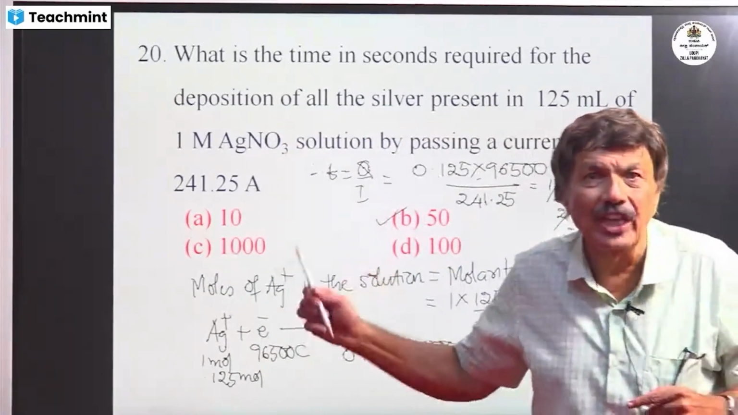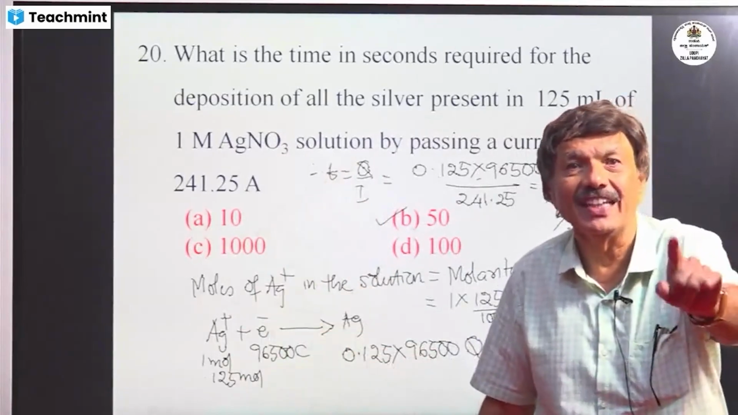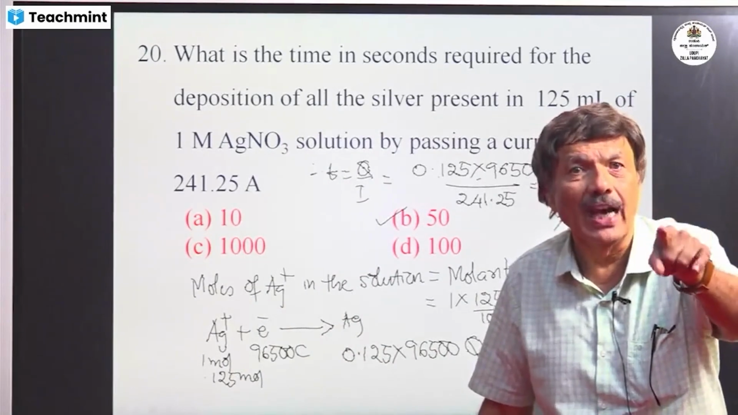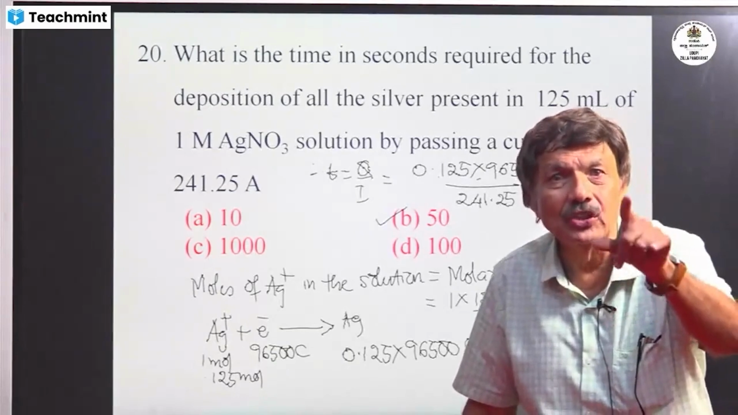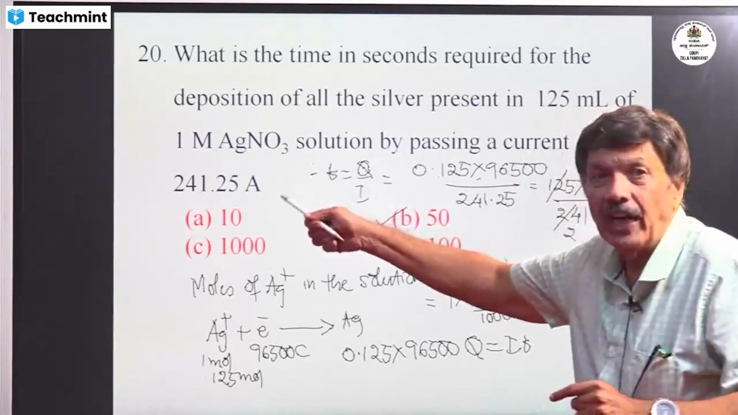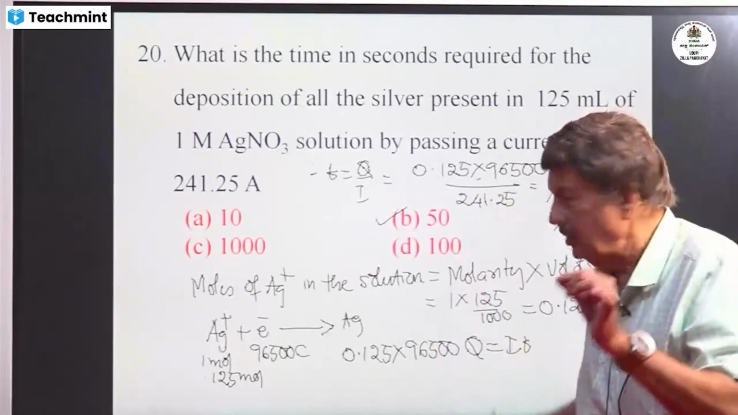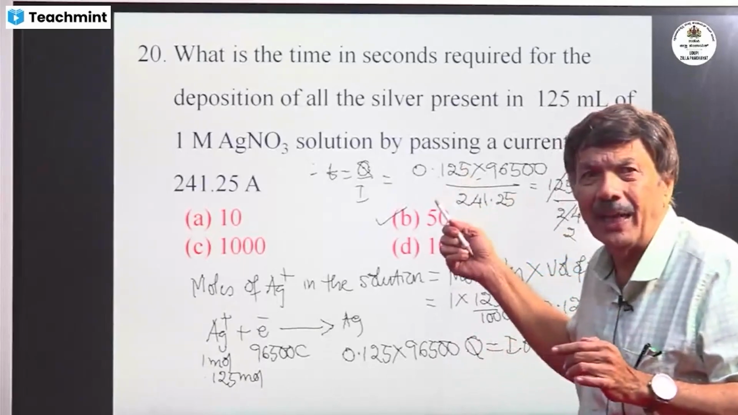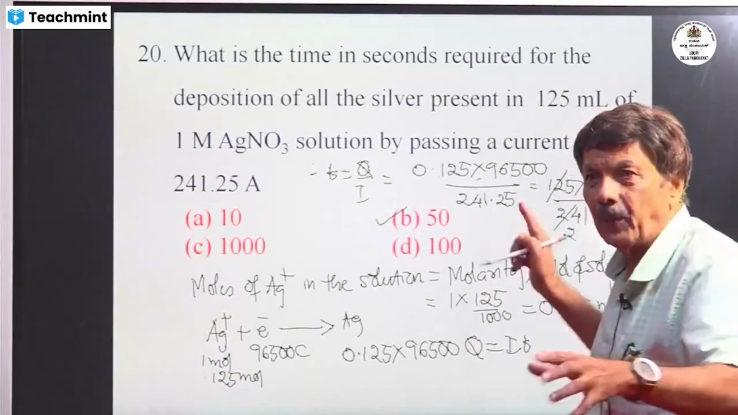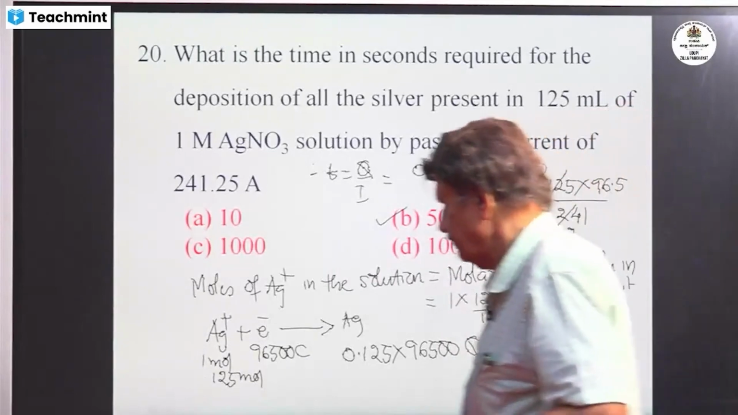So, you require 50 seconds to remove all the silver present in 125 ml of 1 molar silver nitrate solution using a current of 241.25 amperes. This is how you have to solve. You should not go on multiplying or dividing. Approximation is very important in CET. Approximate it and try to get the correct answer.